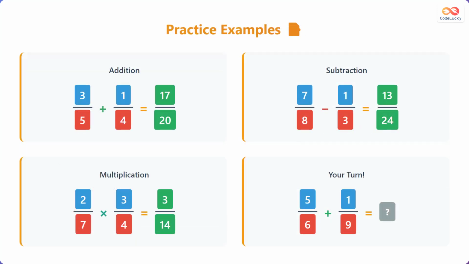Let's practice what we've learned with a few examples. First, let's add 3/5 plus 1/4. The answer is 17/20. Next, let's subtract 7/8 minus 1/3. The answer is 13/24. Now let's multiply 2/7 by 3/4. The answer is 3/14. Finally, here is a practice problem for you. What is 5/6 plus 1/9?